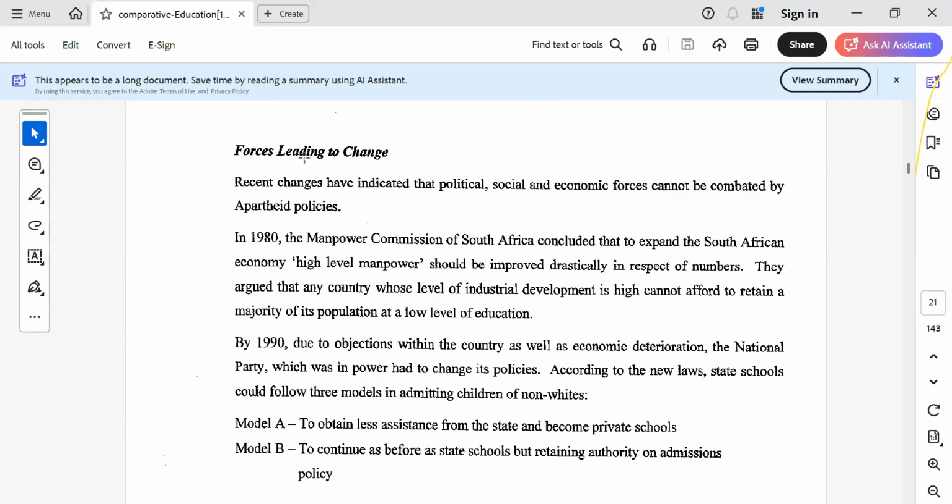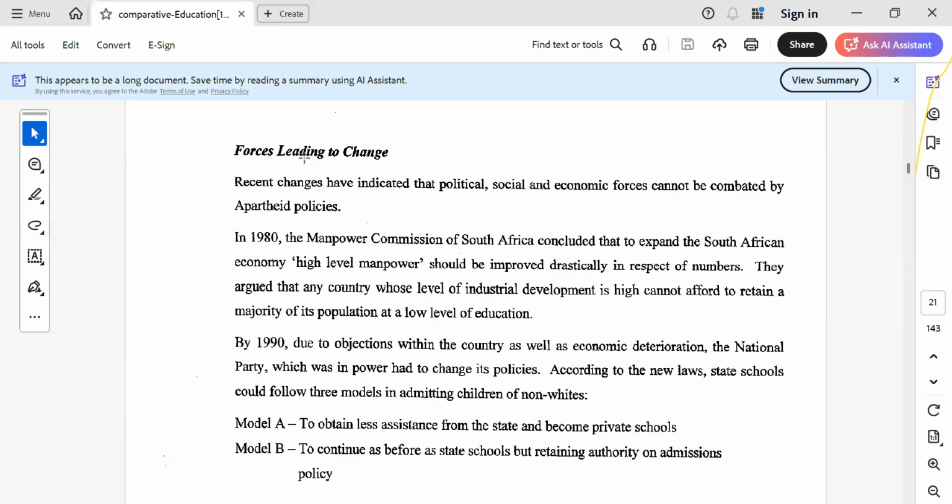Recent changes have indicated that political, social, and economic forces cannot be combated by apartheid policies. So everything was prepared under apartheid policy, because it was approved by the state in 1948. The education facilities and everything were decided according to that policy, right? Later, they were thinking about political, social, and economic forces, and about apartheid policies.